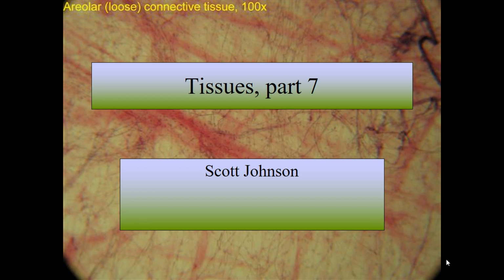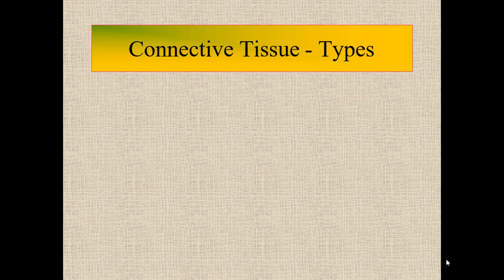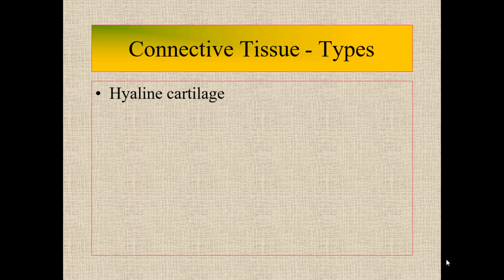All right, part 7. We are going to finish up the connective tissues. In the previous part, we took care of CT proper. So in this one, we are going to take care of cartilage, bone, and blood. For cartilage, there are 3 types of cartilage.